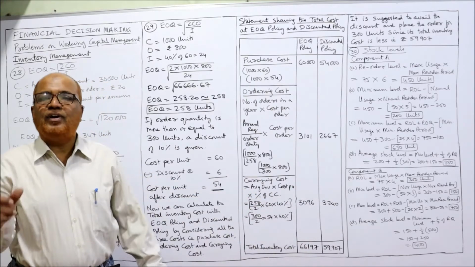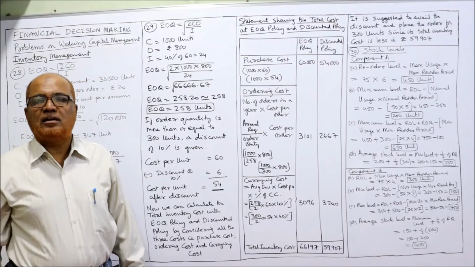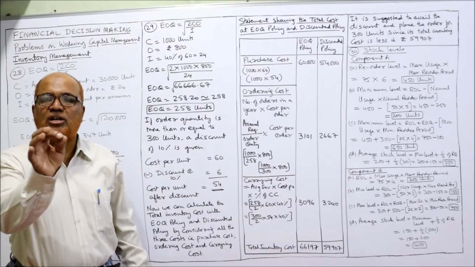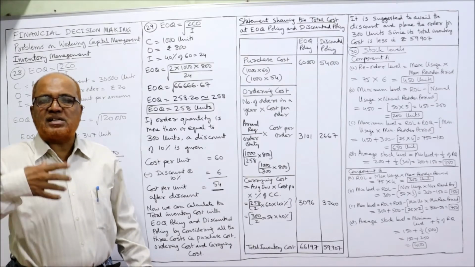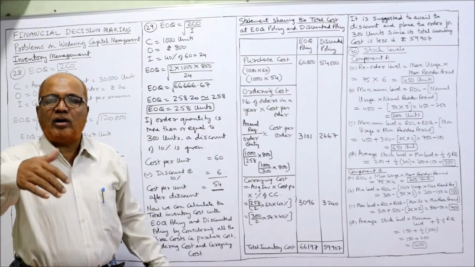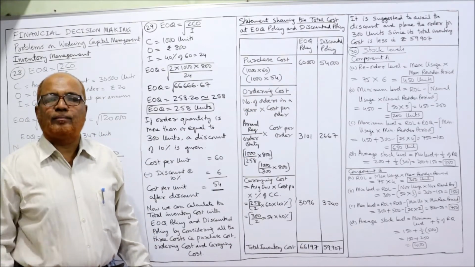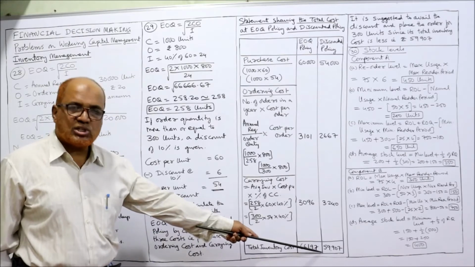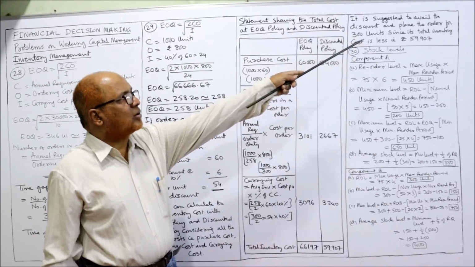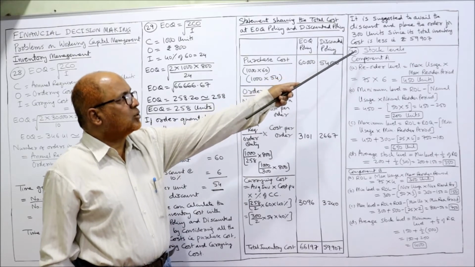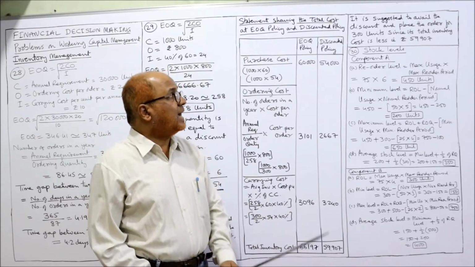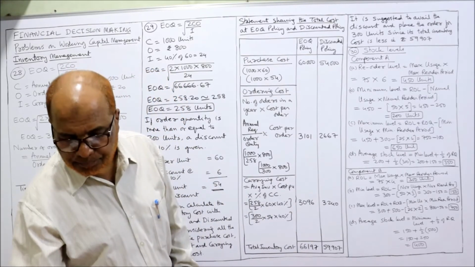Now compare where the inventory cost is less. The inventory cost is less at discounted policy. The final suggestion to the company management. We suggest the company management to avail the discount of 10% by ordering a quantity of 300 units because the inventory cost is lower. That is the conclusion. So it is suggested to avail the discount and place the order for 300 units since the total inventory cost is less, 59,907. That's it. This is the end of problem number 29.